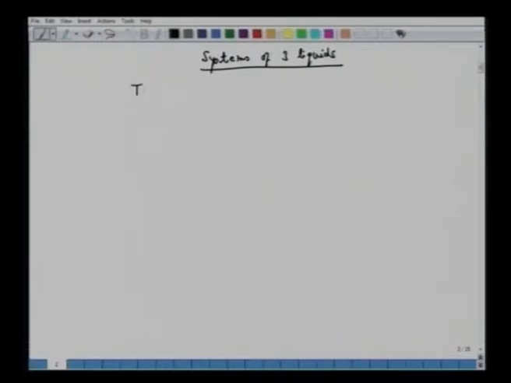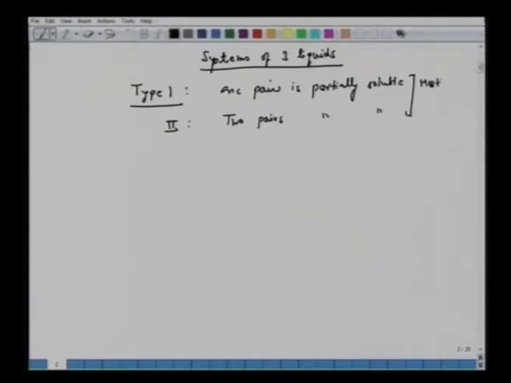We are concerned with mostly 2 types of system in our case. We call it type 1, where one pair is partially soluble. Then we will discuss a different system called type 2, in which we have 2 pairs partially soluble. Of course, the first one is the most common. So most of the examples we will take in this course will be related to type 1.